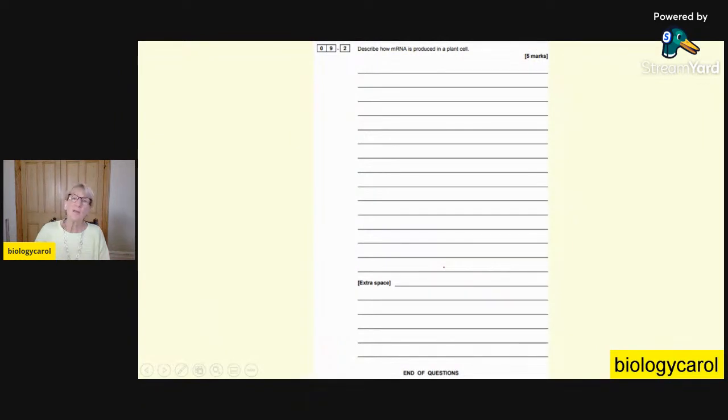And finally, describe how mRNA is produced in a plant cell. So the first thing I notice when I read this question is why do they ask about a plant cell? Well, and then it dawns on me, it's a eukaryotic cell. And of course, in eukaryotes, we get the production of pre-mRNA, and then it's spliced to make mRNA. And then I'm kind of going, oh, I can see why this is a 5-mark question now, because they want the whole transcription detail, and then they want the splicing of mRNA.